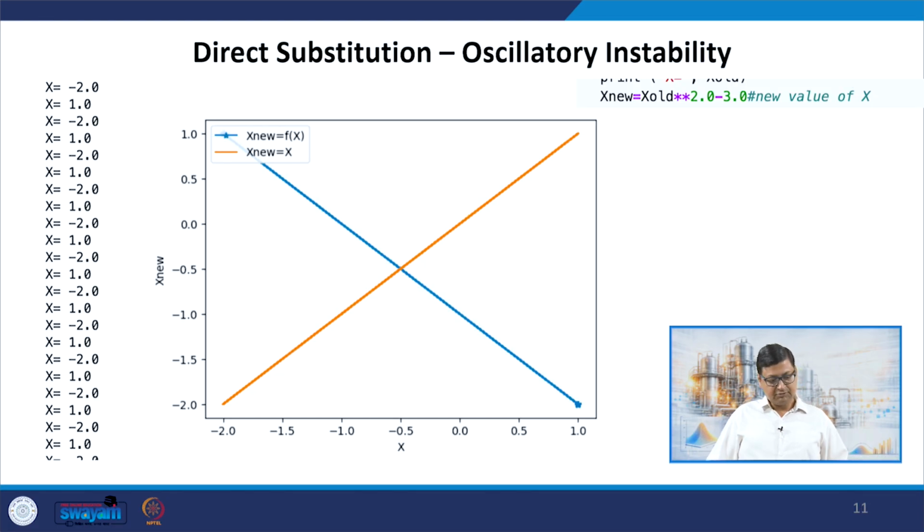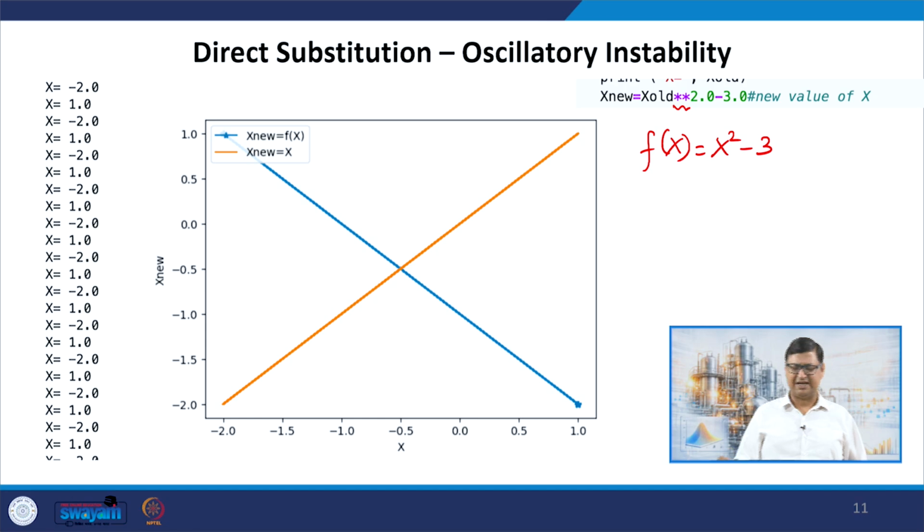Now I am showing another case where I have oscillatory instability for this simple quadratic equation. My f of x now is x square minus 3. If I put 2 stars, that gives you the power sign in Python. So x square minus 3 is this. And now you see I start from, let's say, minus 2, right?